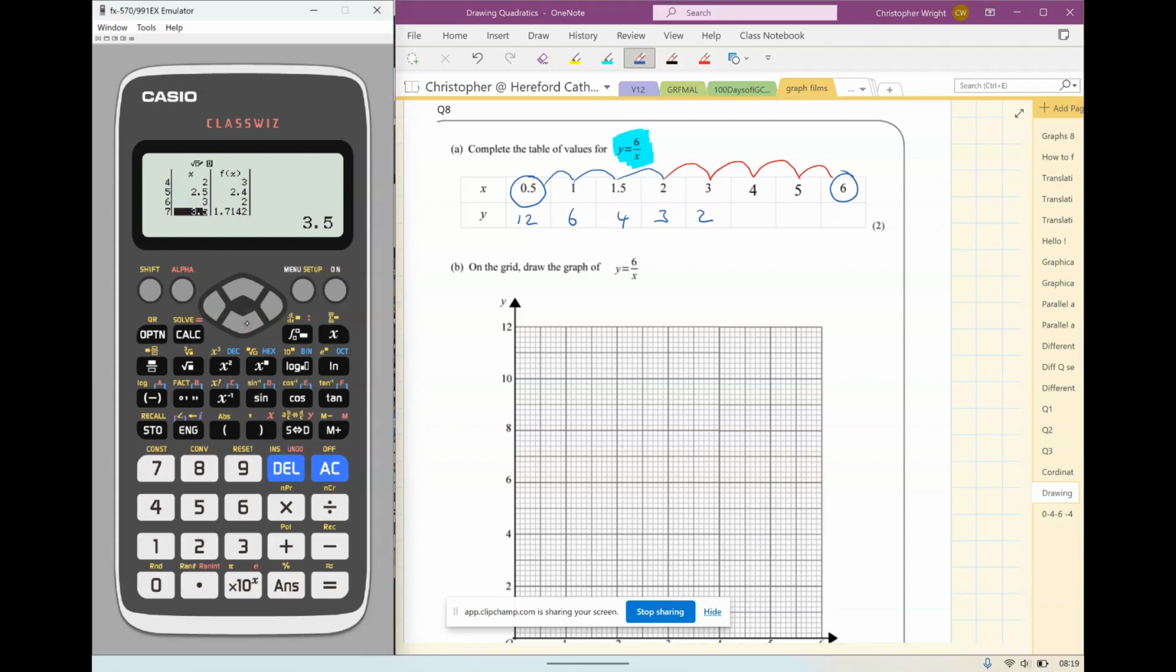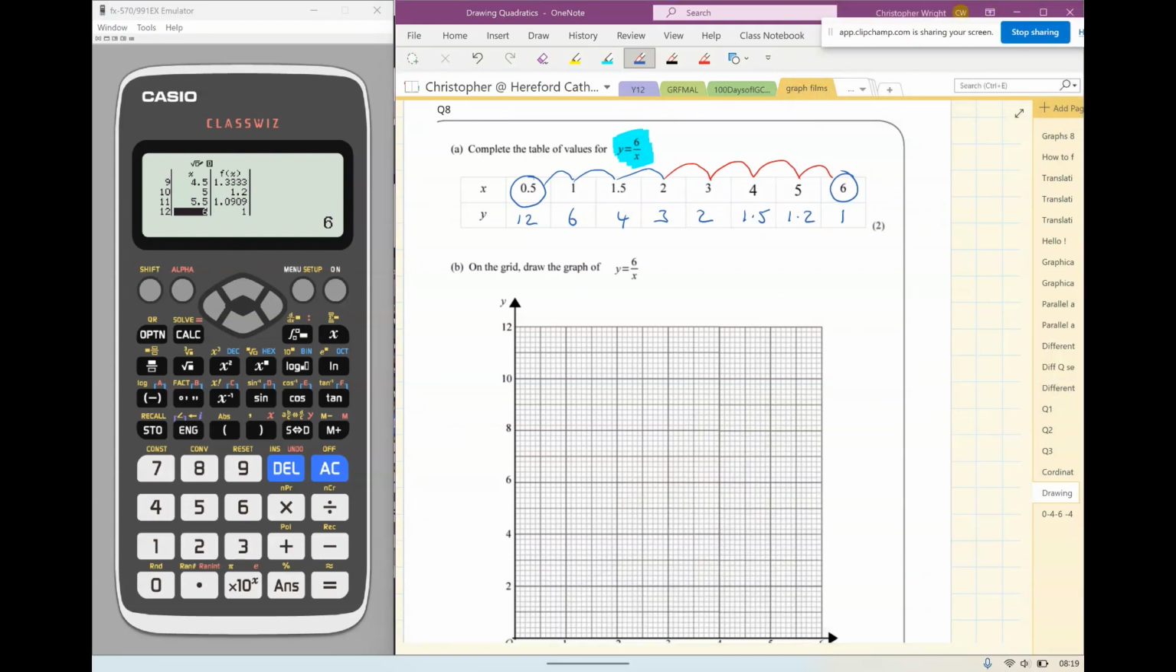Now I need to move down to find when x is 4. Y will be 1.5. And now I'm moving down again. When x is 5, y will be 1.2. And then I'm not interested when x is 5.5, but I am interested in when x is 6, and y will be 1. Now, on the grid, draw the graph.